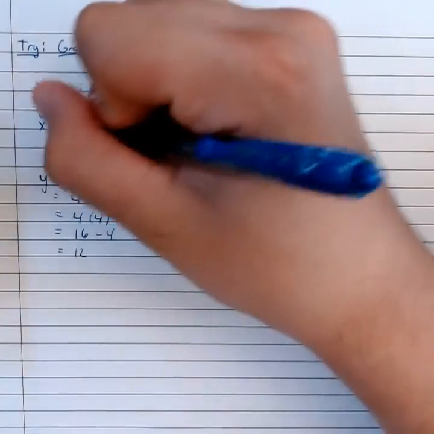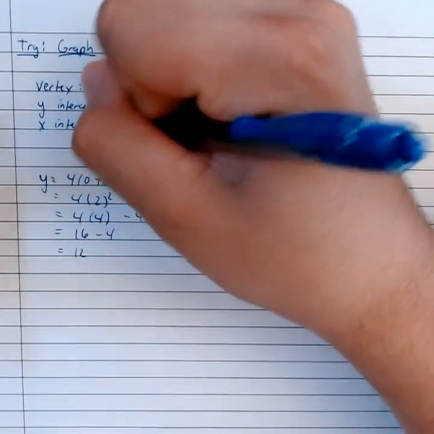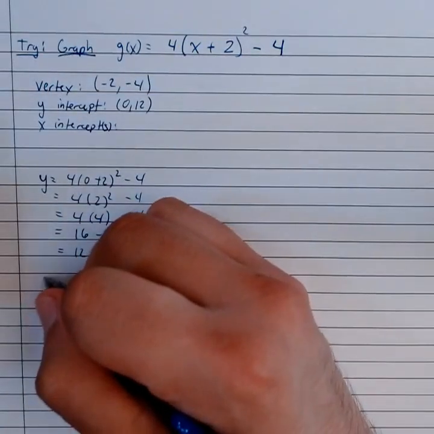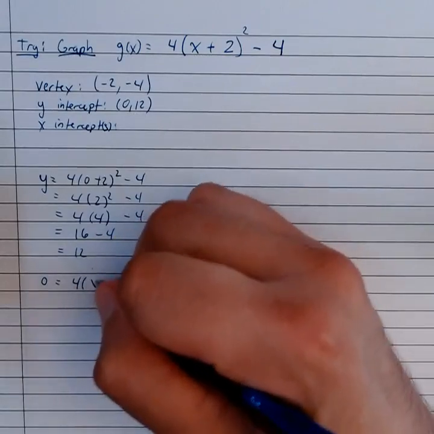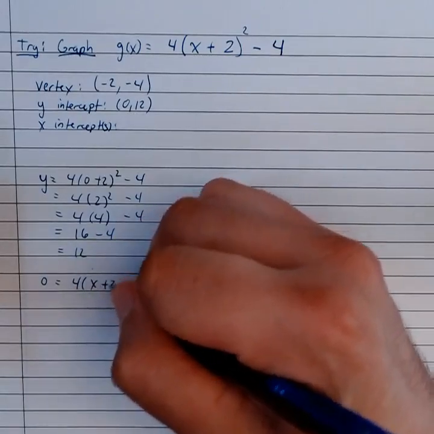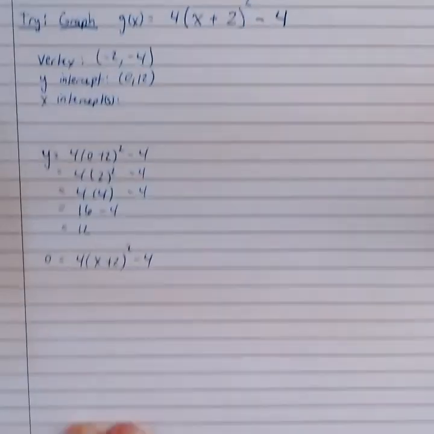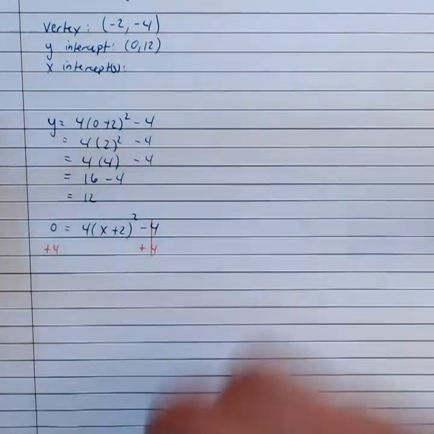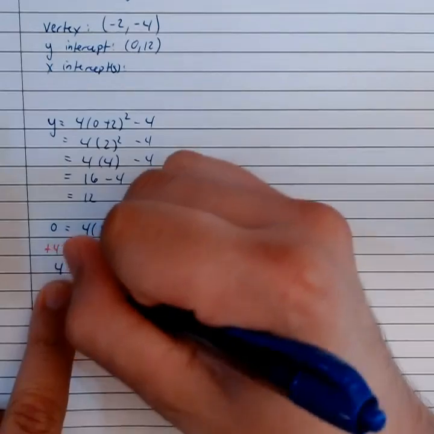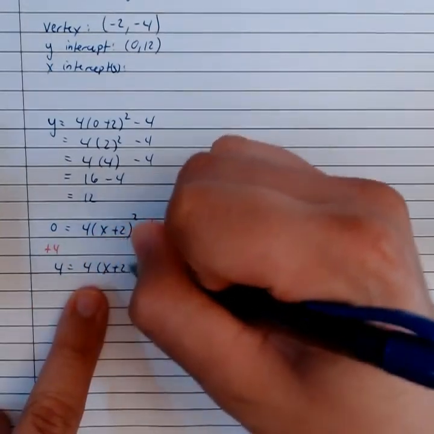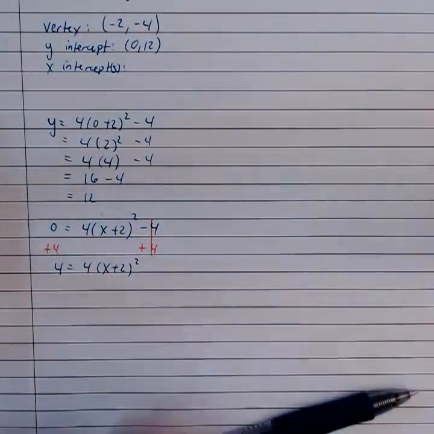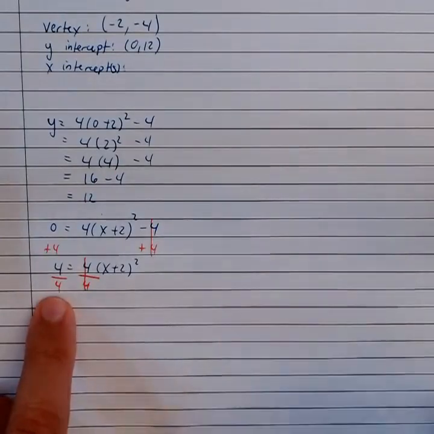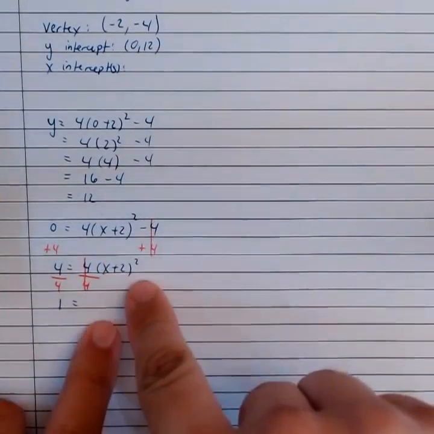We're going to find an x-intercept the same way. Or possibly x-intercepts. There's often more than one. And we're going to do that by setting y equal to 0. So it's going to be 0 equals 4 times x plus 2 quantity squared minus 4. And now we're going to solve for x. Let's add 4 to both sides. That goes away. And that'll give us 4 equals 4 times x plus 2 squared. We can now divide both sides by 4. Makes that go away. That leaves us just the number 1, which is equal to x plus 2 quantity squared.